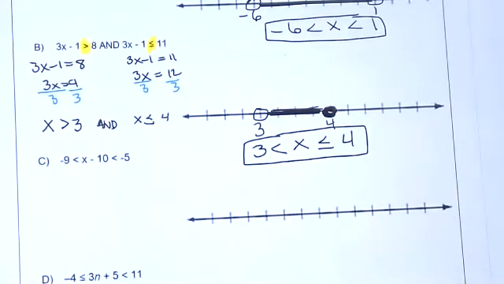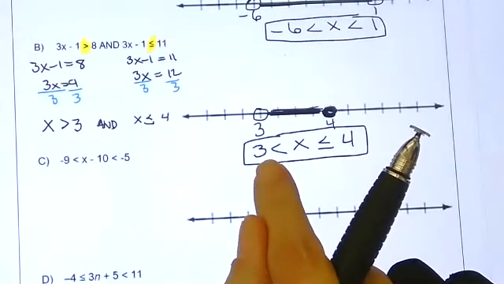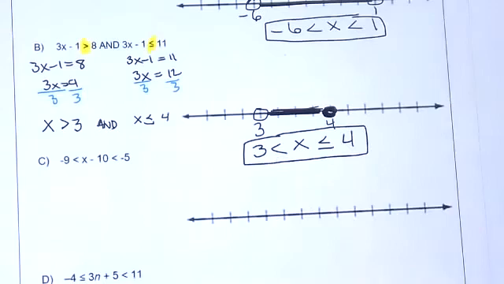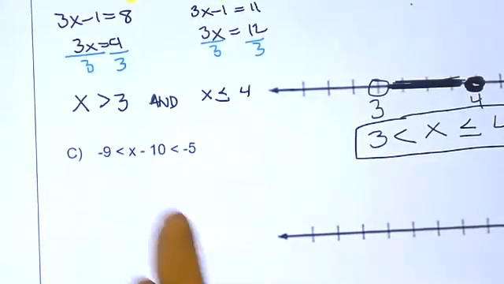So like 3.1 is a solution to this compound inequality. 3.7 is a solution. 3.99999 is a solution. 4 is a solution. 4.1 is not. So all the solutions have to be greater than 3, and they also have to be less than or equal to 4. Okay, part C.